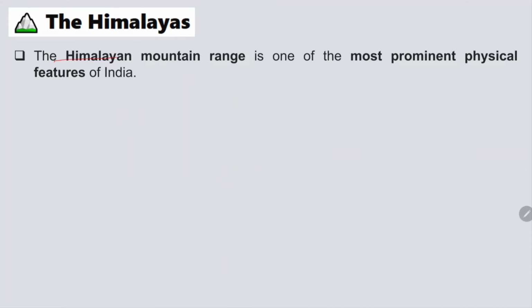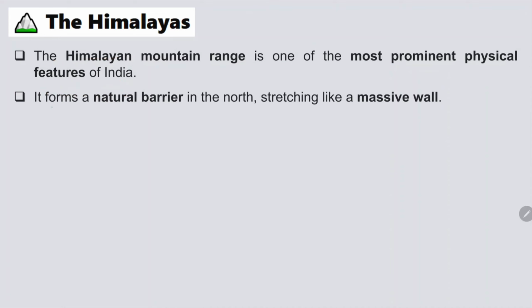The Himalayan mountain range is one of the most prominent physical features of India. We should be very proud of it, because it is acting as a massive wall and protecting us, isn't it? It is the most important one. It forms a natural barrier in the north, stretching like a massive wall. From the northern side it is protecting our country, acting like a massive wall.